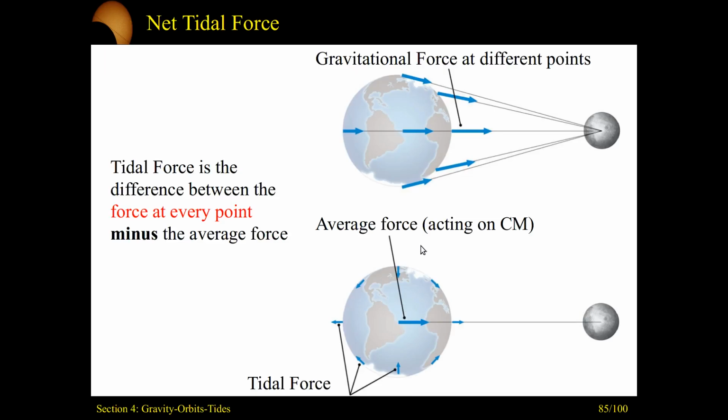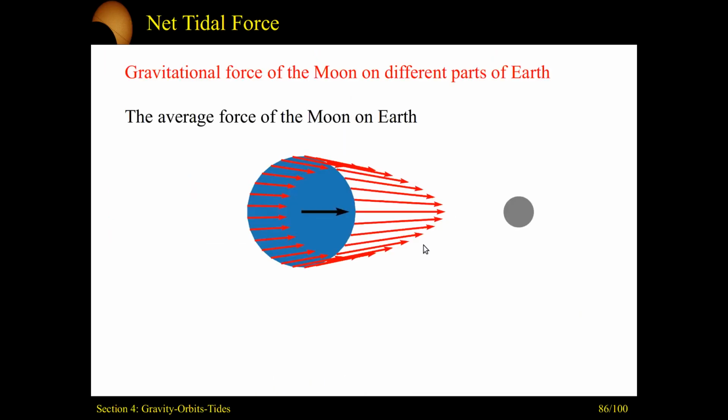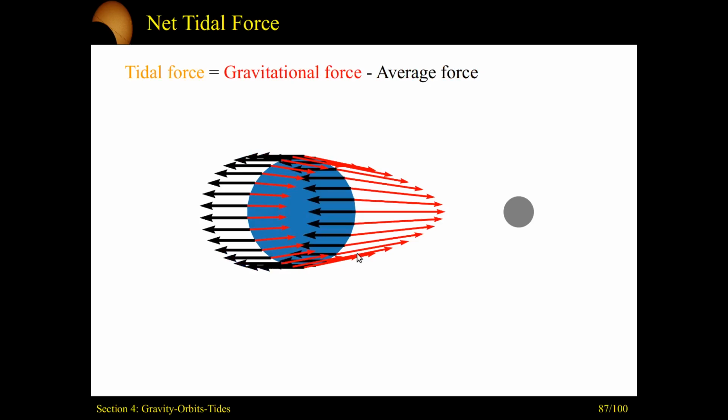So let's go to another picture to try and help visualize this. Let's look at the big picture. So I'm only drawing the forces on the perimeter of the Earth, and I've drawn a lot more. On the edges closest to the moon, we're going to have the biggest, strongest force. On the edge furthest away, the weakest. And then in black here, I have that average force again. Now, tidal force, by definition, is this crazy difference.